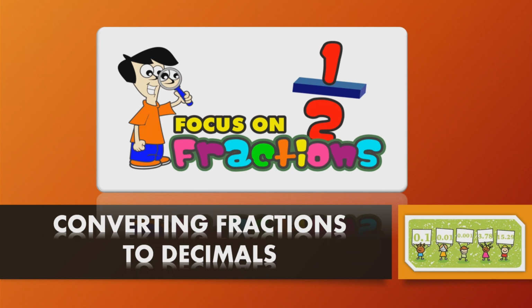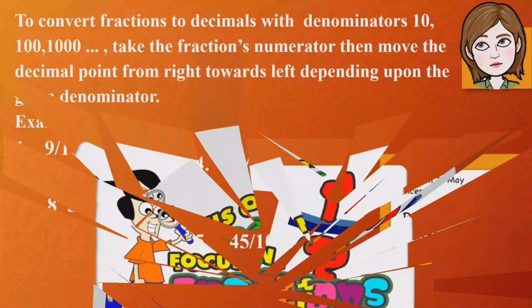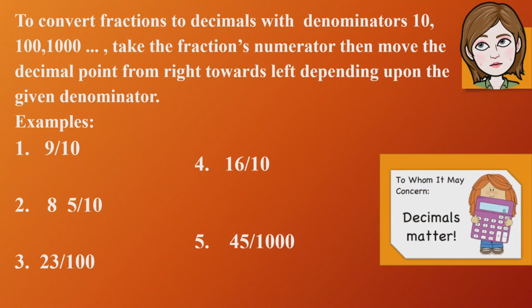And for today's lesson, we will be discussing converting fractions to decimals. So for us to convert fractions to decimals with denominators 10, 100, 1000, and so on and so forth, take the fraction's numerator. Then move the decimal point from right towards left depending upon the given denominator.